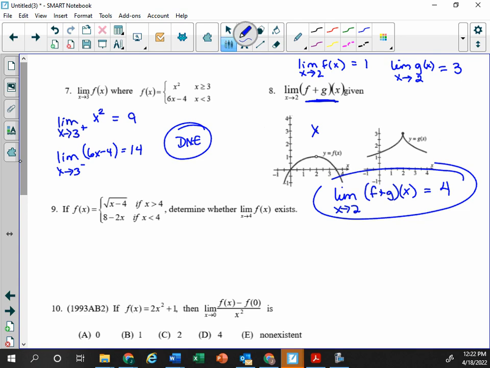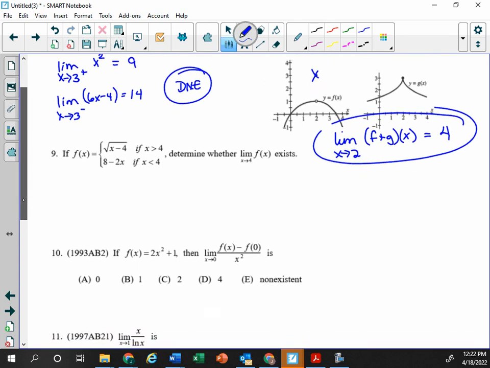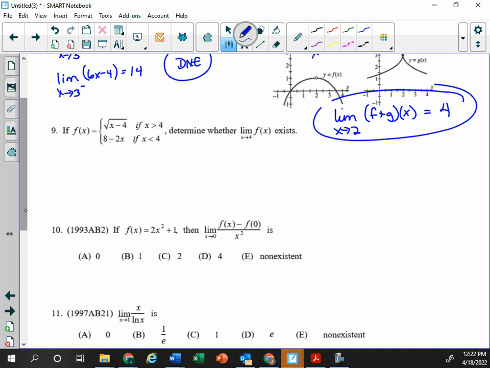All right, let's look at 9. We've got another piecewise function here. All I'm asking you is, does it exist? What do you think?